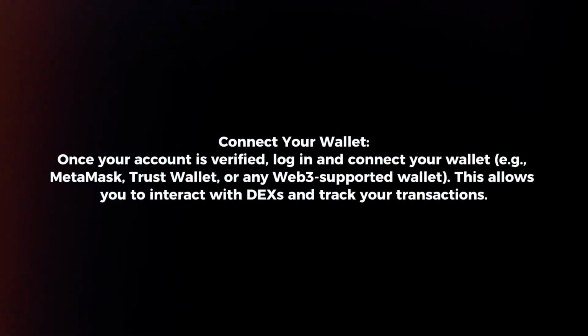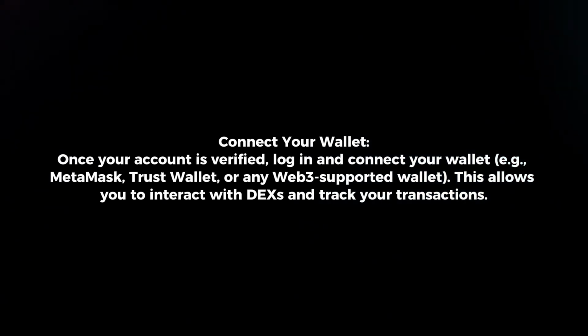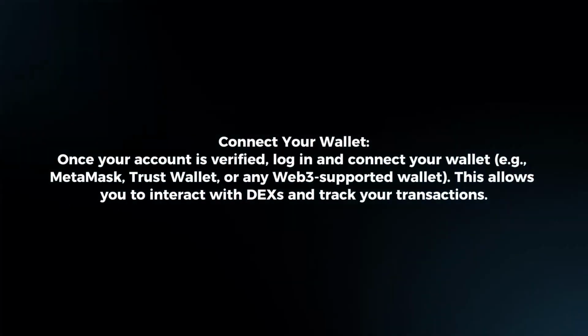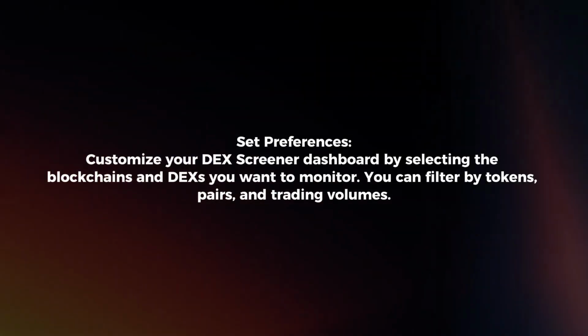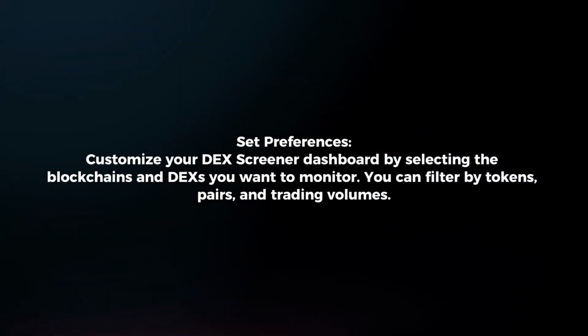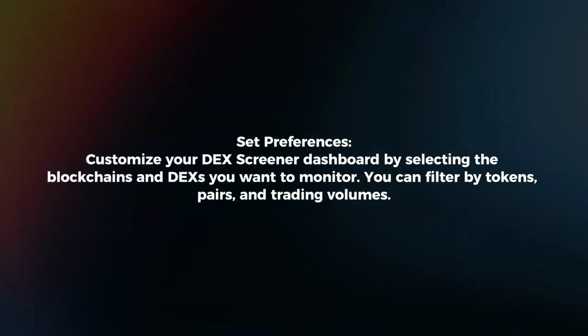Connect your wallet. Once your account is verified, log in and connect your wallet. This allows you to interact with DEXs and track your transactions. Set preferences. Customize your DEX Screener dashboard by selecting the blockchains and DEXs you want to monitor. You can filter by tokens, pairs, and trading volumes.